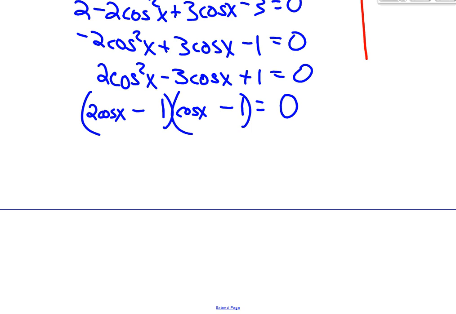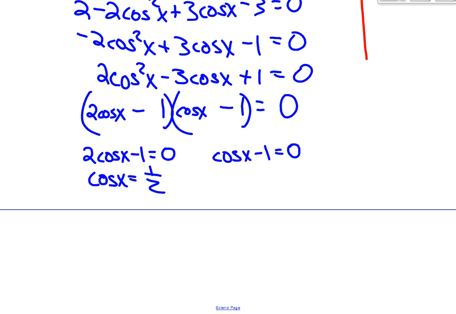And so then just like in the past, we've got 2 cosine x minus 1 equals 0. So cosine x equals 1/2. And I'm going to write this one at the same time. Cosine x minus 1 equals 0. So cosine x equals +1. Except that I have a different reference angle, it's going to work out pretty similar to the last one. So here all students take calculus. Cosine is positive, so it could be in that first quadrant, or in this case, the fourth quadrant.